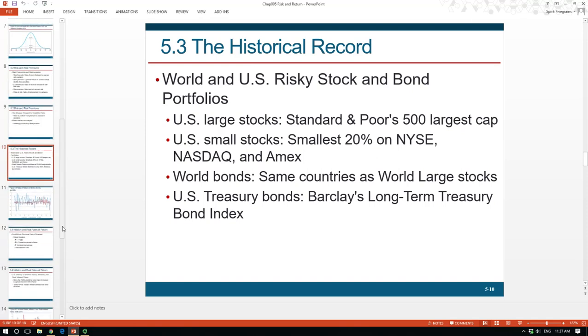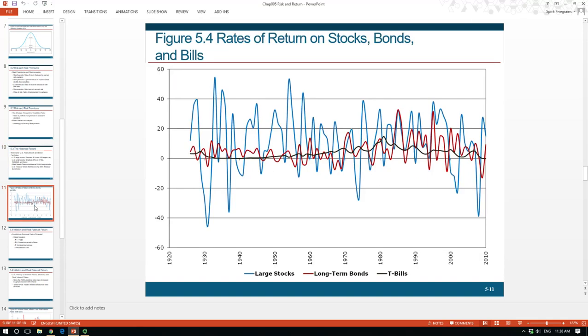Now, let's step back and look a little bit into what happened in the past in terms of risk-return trade-off for several different asset classes. Here we look into, let's say, three different categories. The first one is U.S. largest stocks. The second one is U.S. small stocks, and the third one is U.S. Treasury bonds. This figure shows you the historical rate of return on stocks, bonds, and Treasury bills.